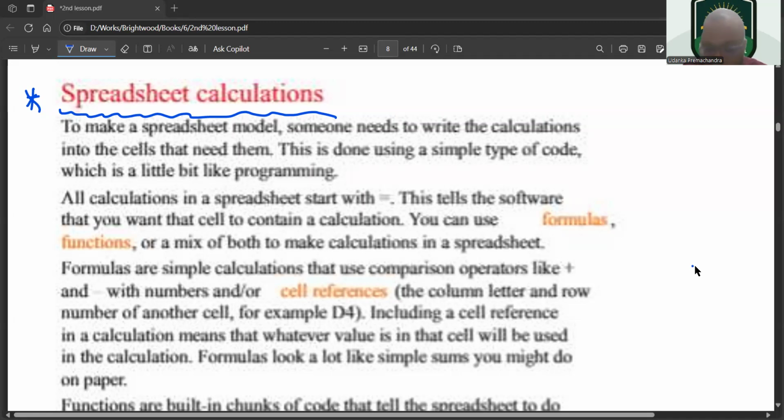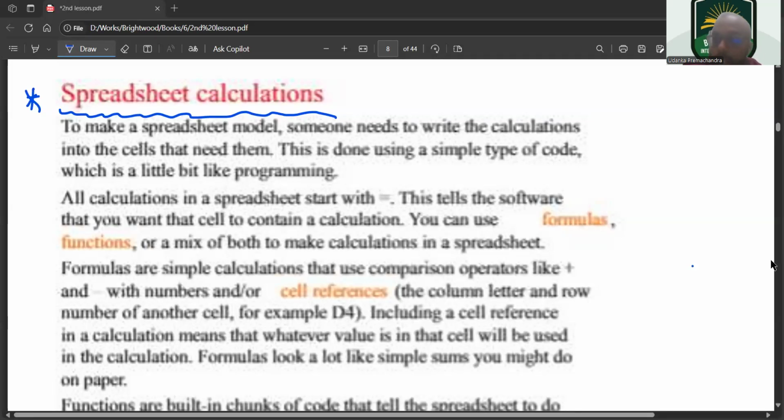So we will discuss this spreadsheet calculation. To make a spreadsheet model, someone needs to write calculations into cells. This is done using a simple type of code, which is a little bit like programming, but they are using what? Formulas. We call it formulas and functions.